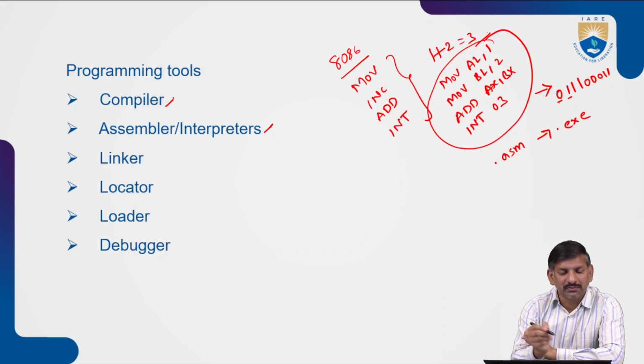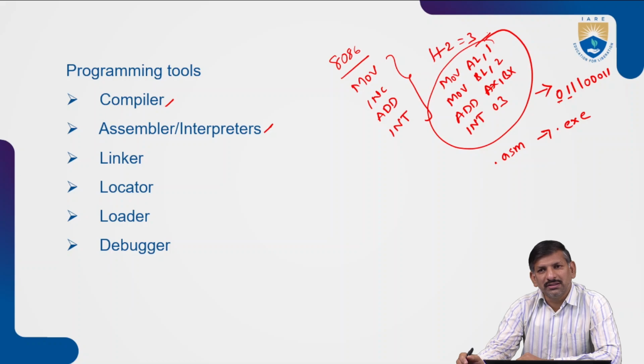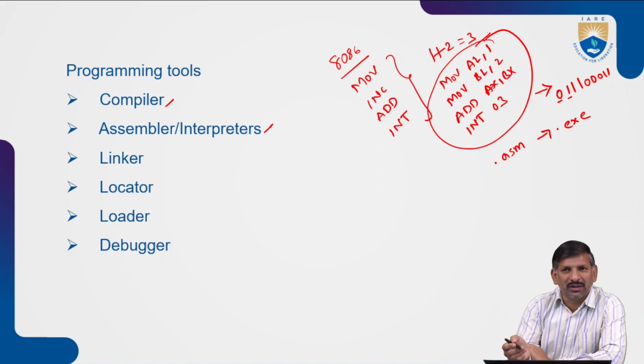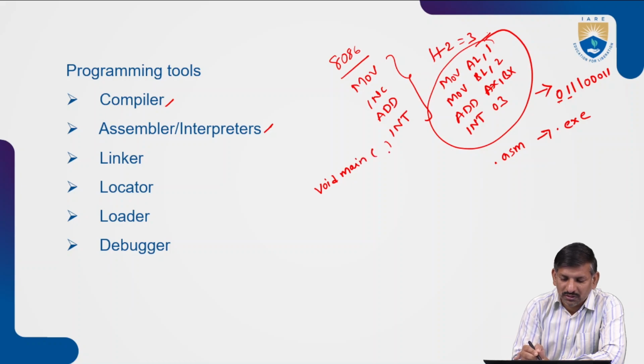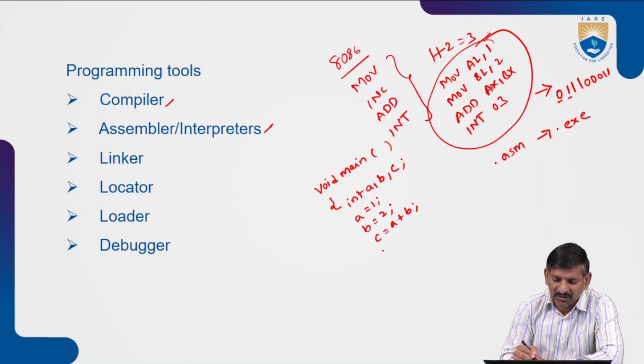Next, the compiler. A compiler is a software tool which is used to convert a high level language program into machine understandable language. Suppose the same application: void main, int a, b, c; a equal to 1, b equal to 2, c equal to a plus b; print c, percentage d.